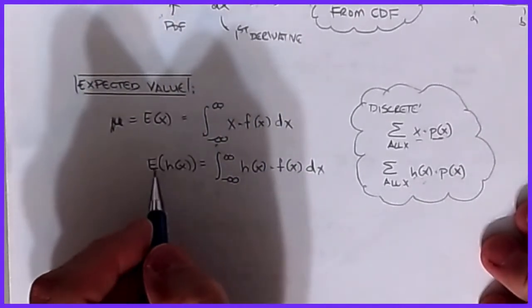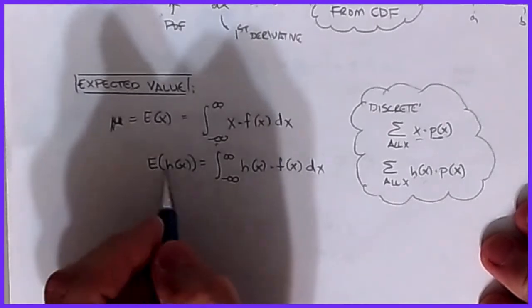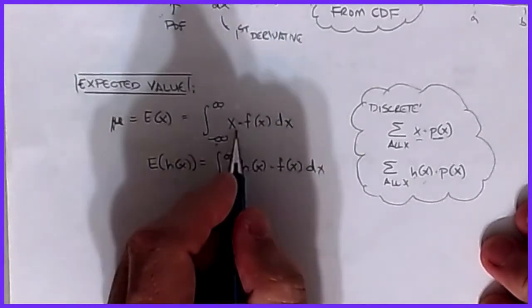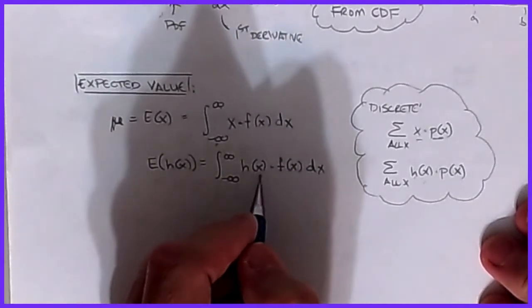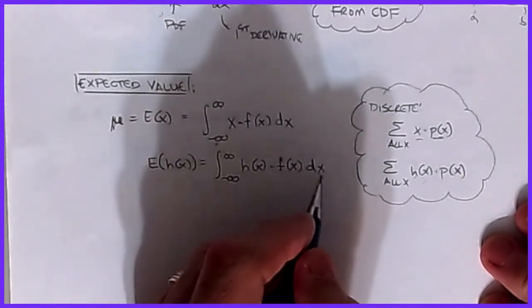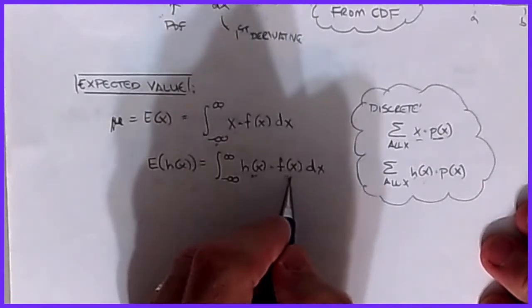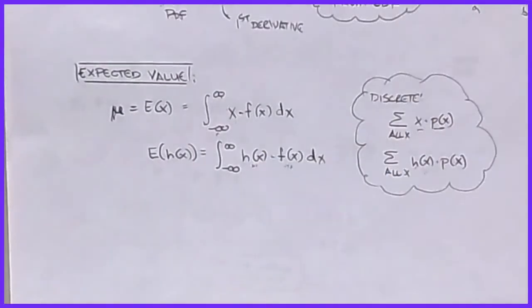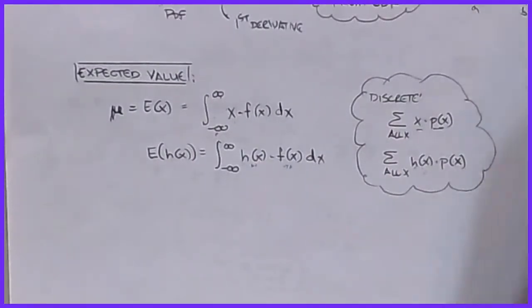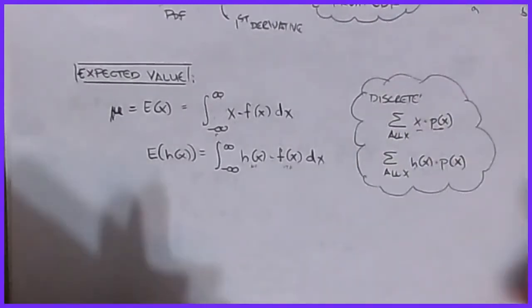For E of h of x, the expected value of h of x, all I do is change this x for an h of x, and then multiply that by our f of x, and then we get our dx. Now, obviously, this operation can get a little ugly if this is pretty complex and this is complex too, but again, it's a math exercise at that point. The statistics and the engineering math behind it are very, very simple and very, very basic. Okay, all right.